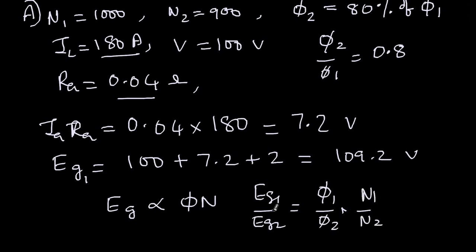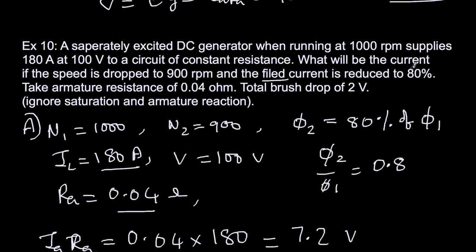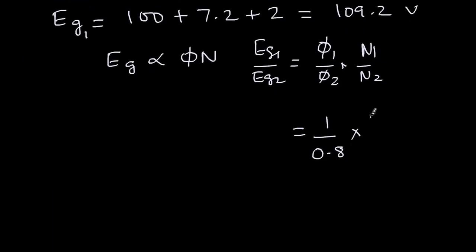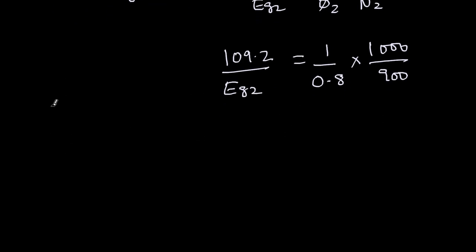In this everything is known except Eg2. Because phi2 by phi1 is 0.8, phi1 by phi2 will be 1 by 0.8. Similarly N1 is 1000, N2 is 900. So I can write that. So this is 1000 and this is 900. And Eg1 we just calculated, 109.2. So from this I'd like to find what is Eg2.